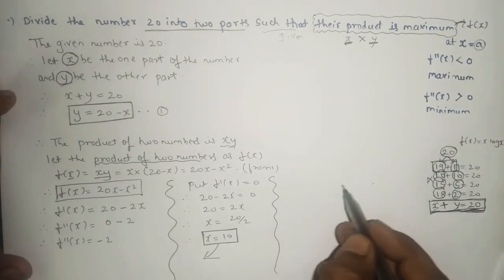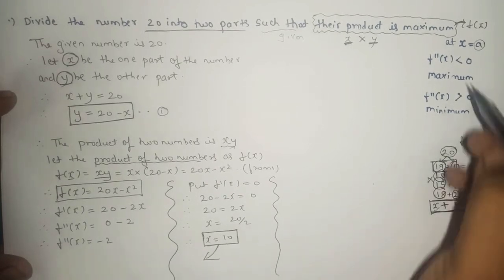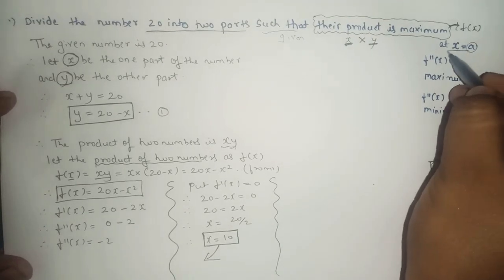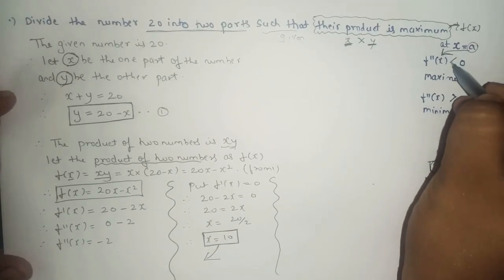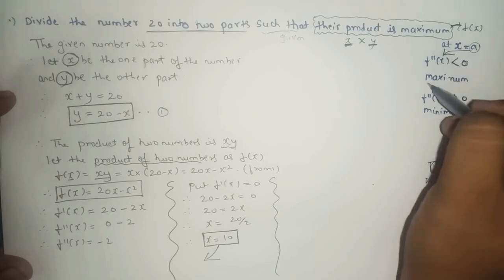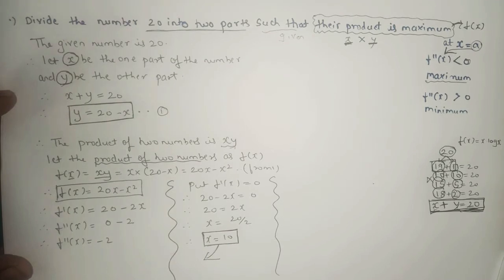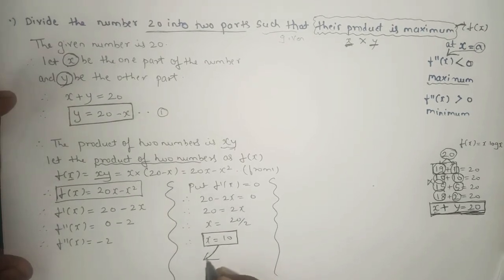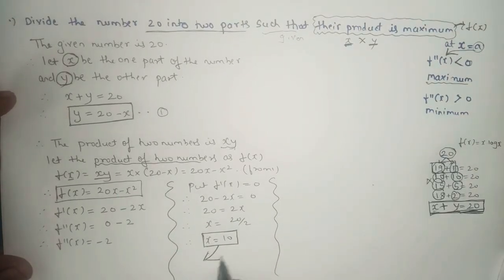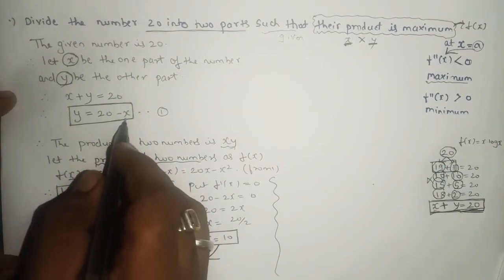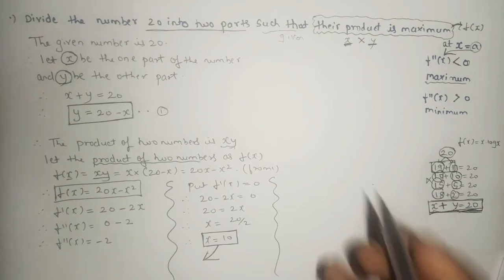So after substituting the value of x equals 10 in the second derivative test, if the function's answer is less than 0, the function is maximum. We can clearly say that here we got the first value as 10. To get the second value, we'll substitute x equals 10 in the first equation. We will get the second part also.